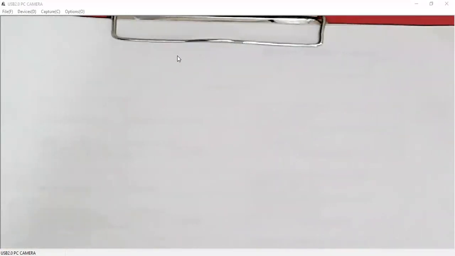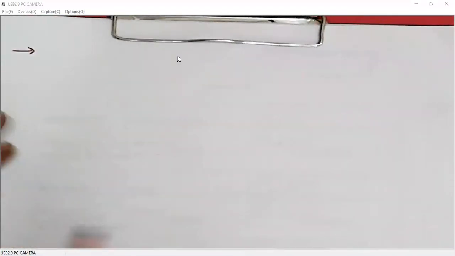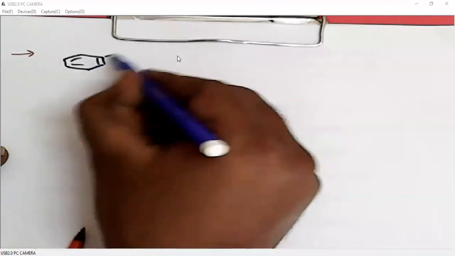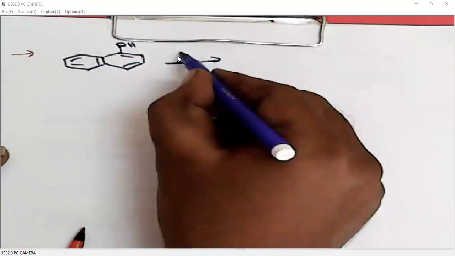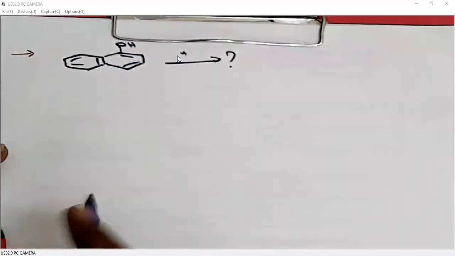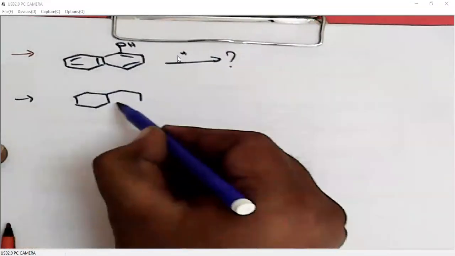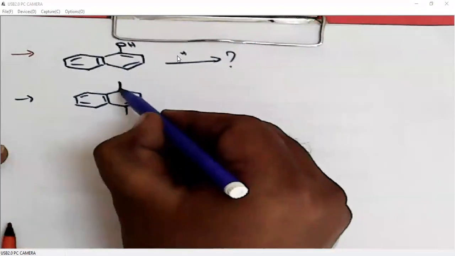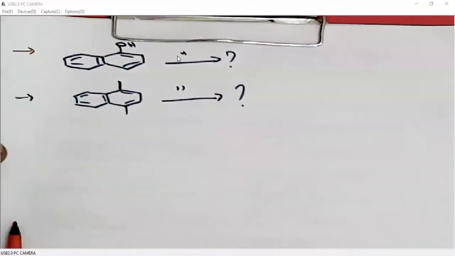I'll just give 4 more examples for Birch reduction. When we do Birch reduction on alpha naphthol, or 1-naphthol, which ring will undergo Birch reduction? As I said earlier, it should be the electron poor ring. So you can write the products, right?